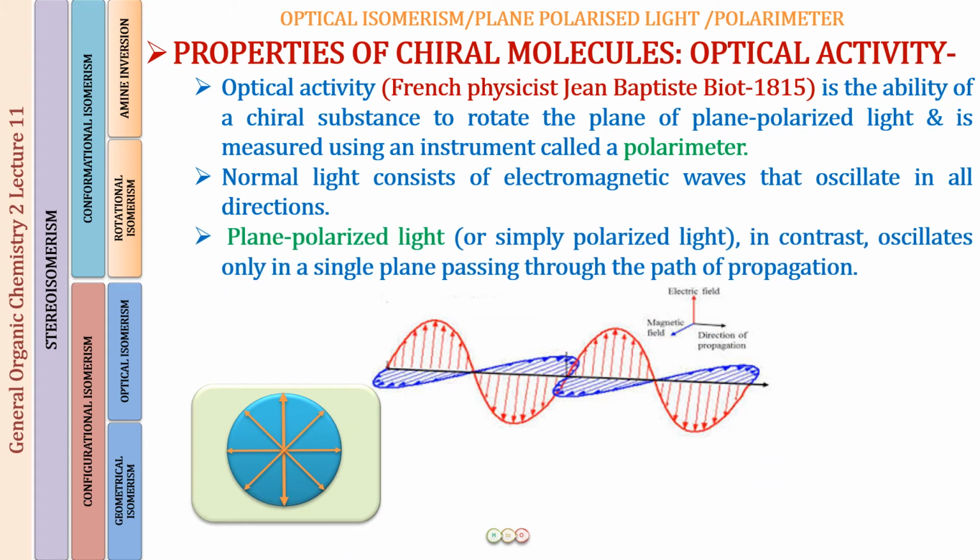Now what is plane polarized light? So plane polarized light, or simply polarized light, in contrast, oscillates only in a single plane passing through the path of propagation. So if you compare it with ordinary light, you see ordinary light traveling in all directions, whereas plane polarized light will be traveling in only one direction. It can be horizontal, vertical, diagonal, whatever you may choose from these, but it is going to be only one direction. Alright, so it is oscillating only in a single plane, that is being called plane polarized light.